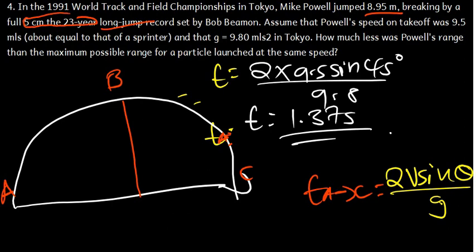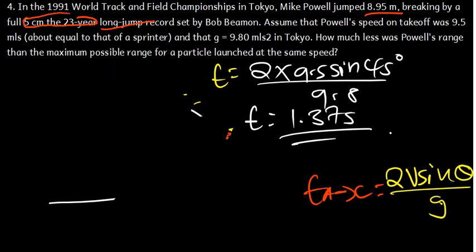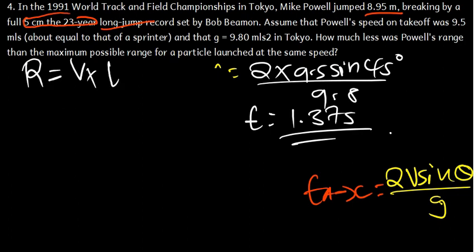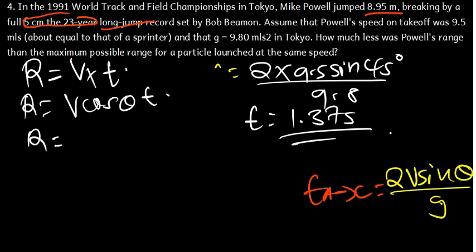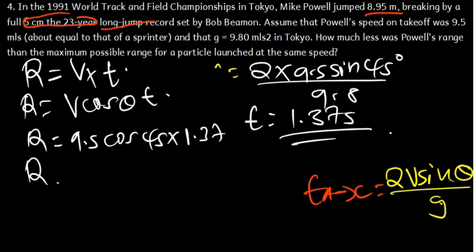maximum range. Now we know that for us to find the maximum range, the formula is going to be the range is Vx times t. Now Vx is v cos theta, times t. Now we know that v is 9.5, cos theta, which is the maximum, is 45, times t, which is 1.37. So our maximum range would have been what?